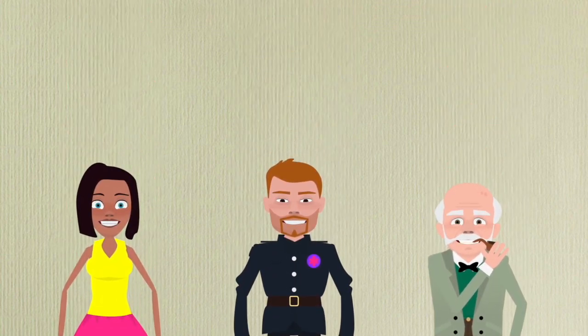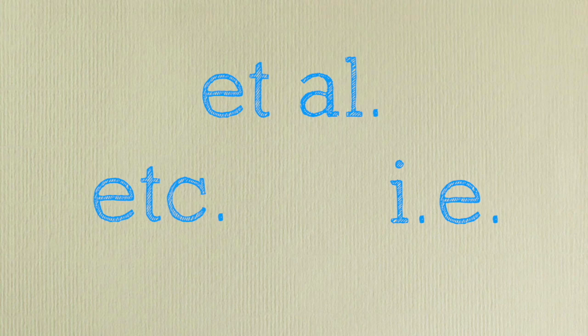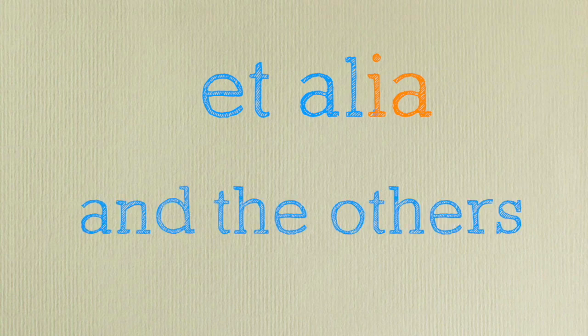Now, what do you do if you have 3 or more authors? That's when we have to introduce a new term, et al. So, what is et al? It's a Latin short form, kind of like etc. or i.e., which means "that is." In Latin, i.e. stands for id est. Now, et al. is short for et alia, which means "and the others." There's a period at the end of al because it's a short form for alia. You don't need one after et because that's a whole word.